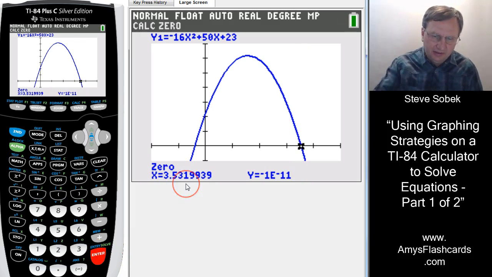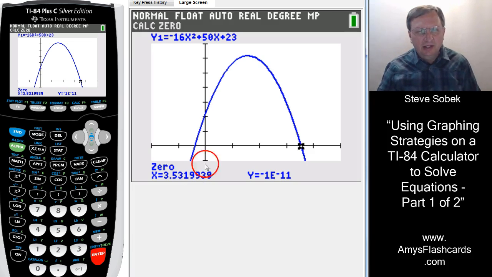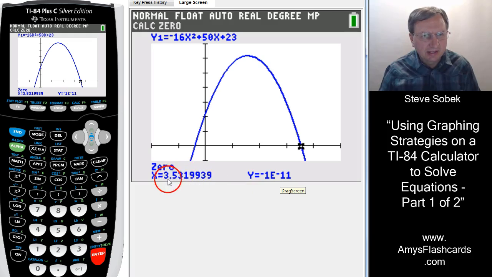And here, let's write this down. 3.532 seconds would be the x-coordinate that makes the y, remember, this is virtually 0. And thus, this is the number of seconds it would take for it to hit the ground.